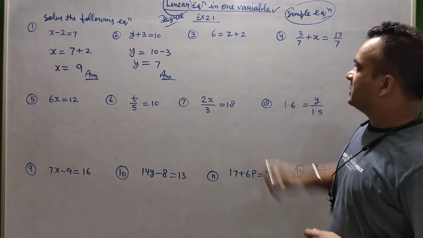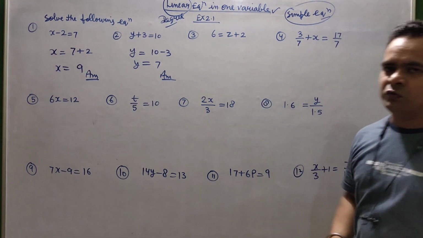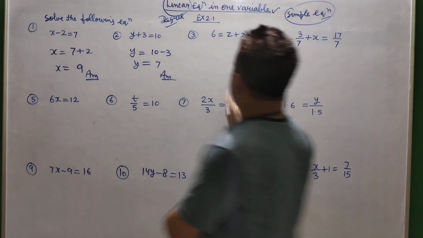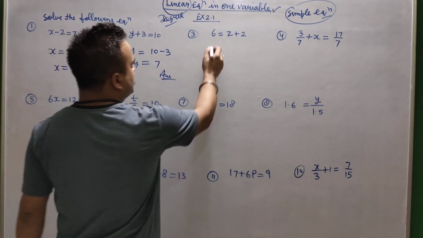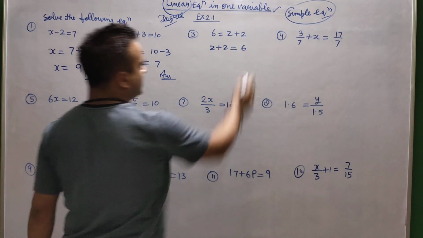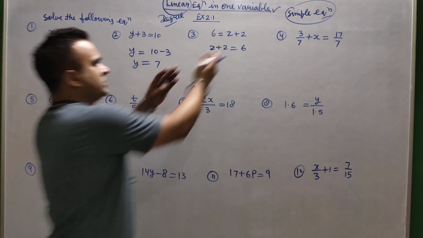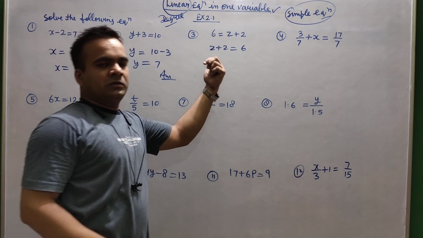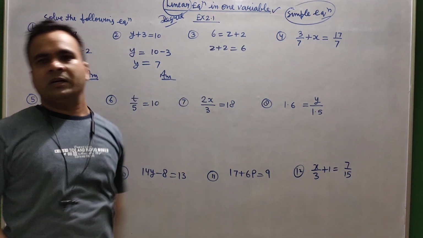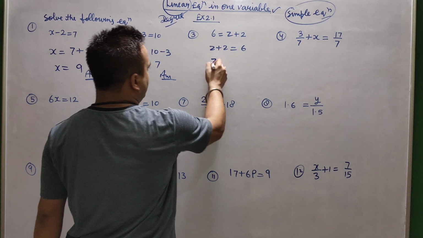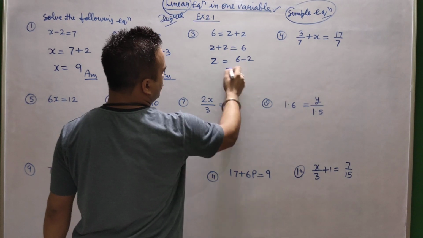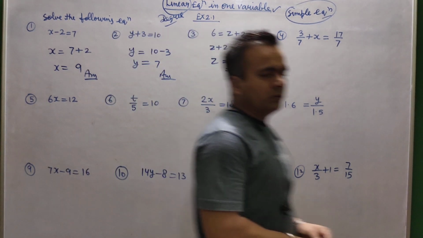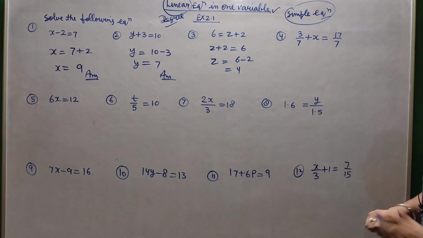In this case you can see that I have shifted the variable part to the other side. Whenever you face this type of problem, you can write it like this. There is no problem. Whatever is on the left hand side you can write on the right hand side, and whatever is on the right hand side you can write on the left hand side. So z is equal to what? 6 minus 2, that is 4. So there is no difficulty.